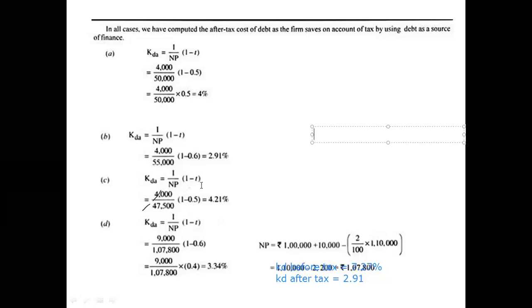Rate of interest is 8% only. 8% on the face value. Please remember, I is always calculated on the face value. It is not calculated on the issue price. Please understand that. Don't get confused. I, the interest, is always calculated on the face value. Face value is 50,000 here. So 50,000, 8%, it comes to 4,000.